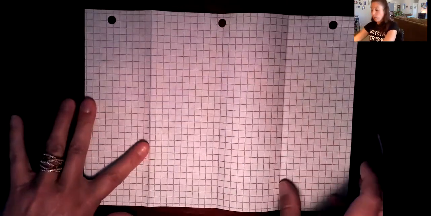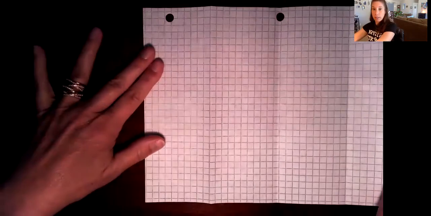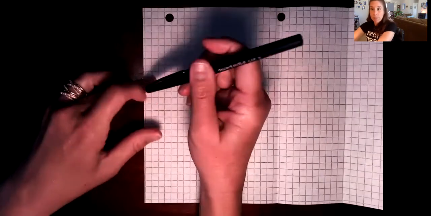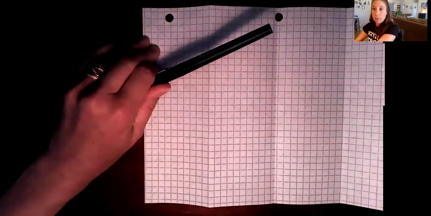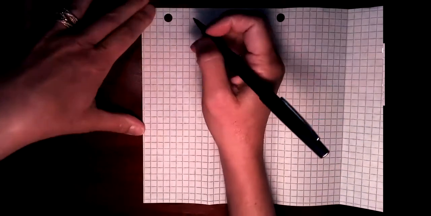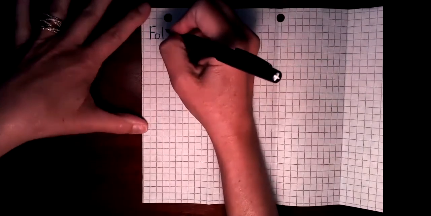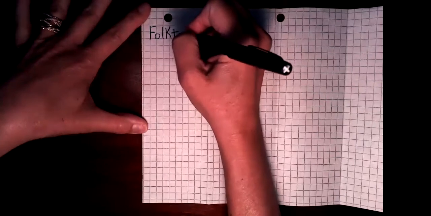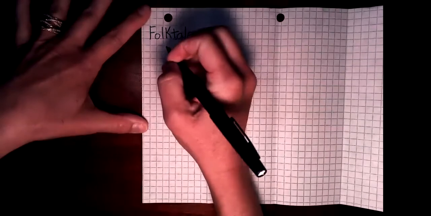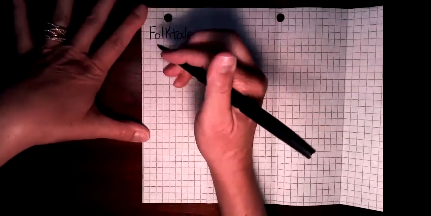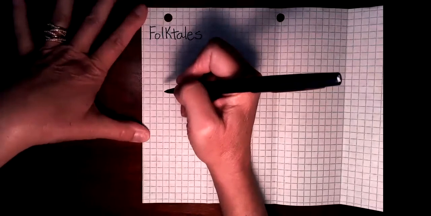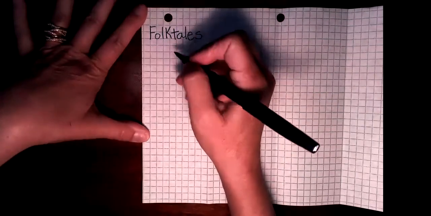Okay, so we're going to start first of all on this side with folktales. Now, like I said, I'm going to be using a marker, but you are using a pencil. Okay, so we're going to start with folktales. We're going to label this column up at the top. Folktales.